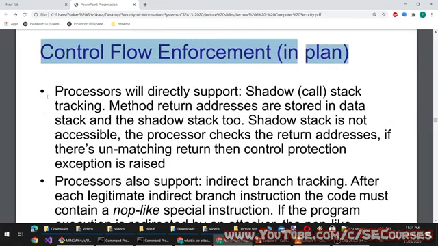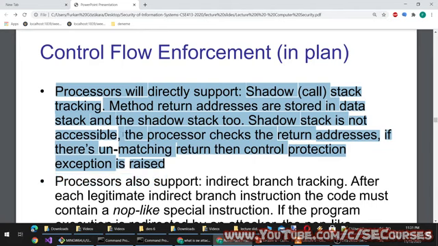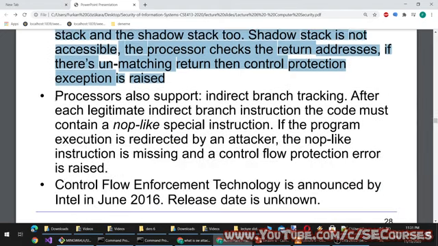Control flow enforcement in plan. Processors will directly support shadow call stack tracking. Method return addresses are stored in the data stack and the shadow stack too. The shadow stack is not accessible. The processor checks the return addresses. If there is an unmatching return, then a control protection exception is raised.